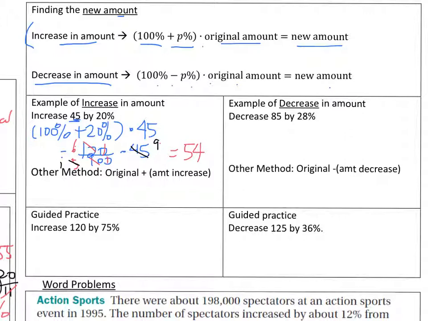Another way to do this is to take the original amount of 45 and add 45 times 20%. And you would also get 54.